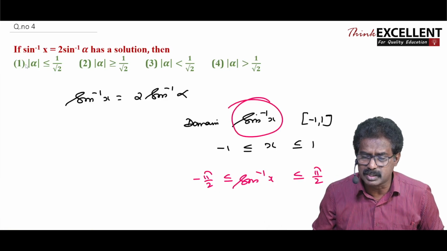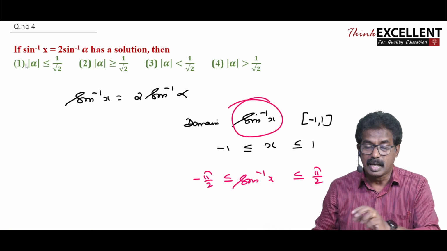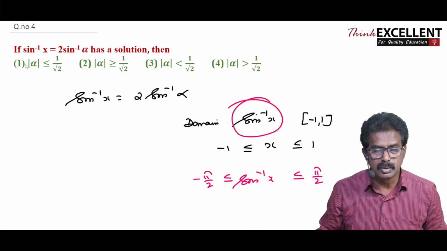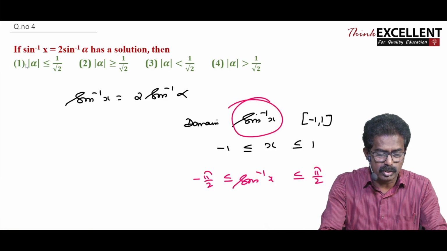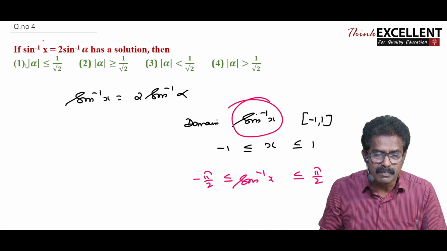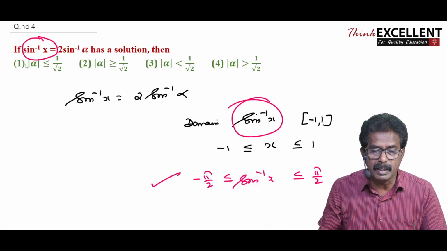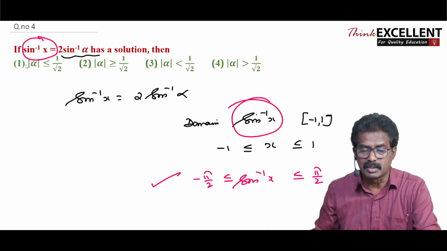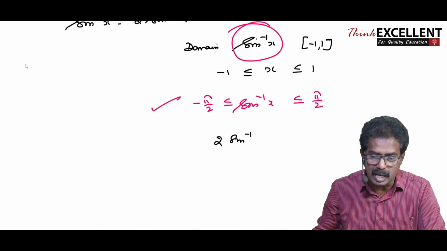So domain of sine inverse x is minus 1 to plus 1. That means x takes the values minus 1 to plus 1. And the range of sine inverse x is minus pi by 2 to plus pi by 2. Okay, now listen carefully. Sine inverse x, you know the domain is minus 1 to plus 1. The value of sine inverse x lies between minus pi by 2 to plus pi by 2. But in this question they said sine inverse x is same as 2 sine inverse alpha. So instead of sine inverse x you write 2 sine inverse alpha.